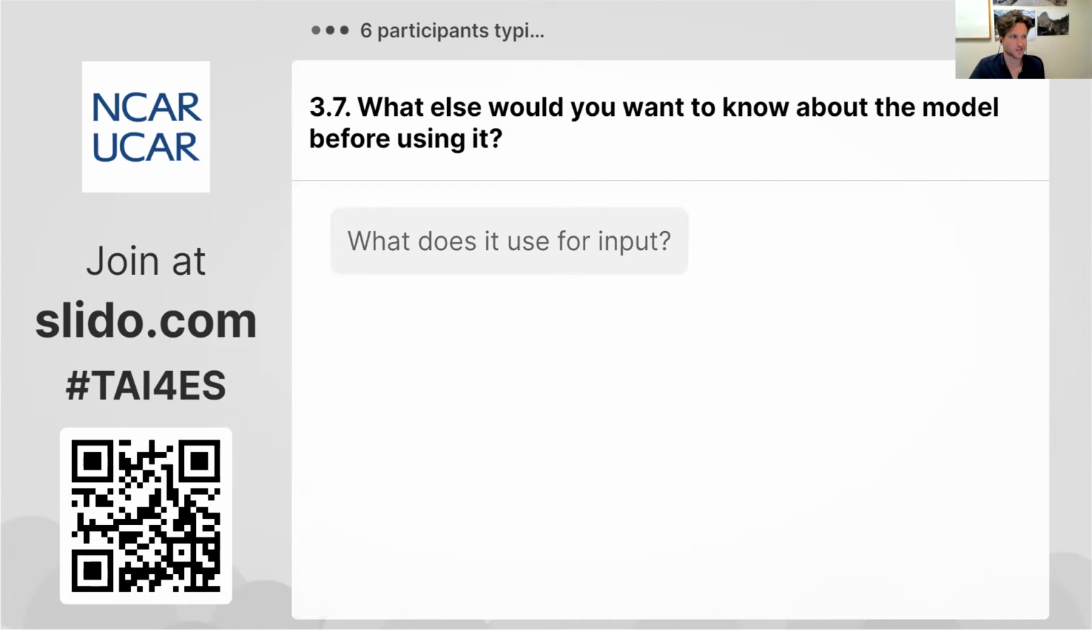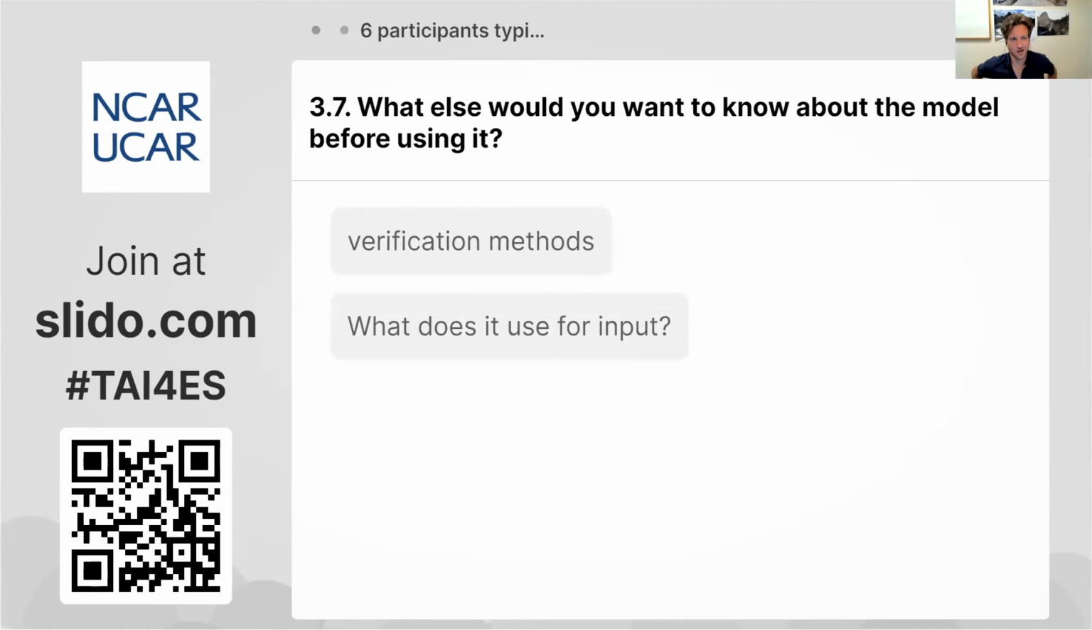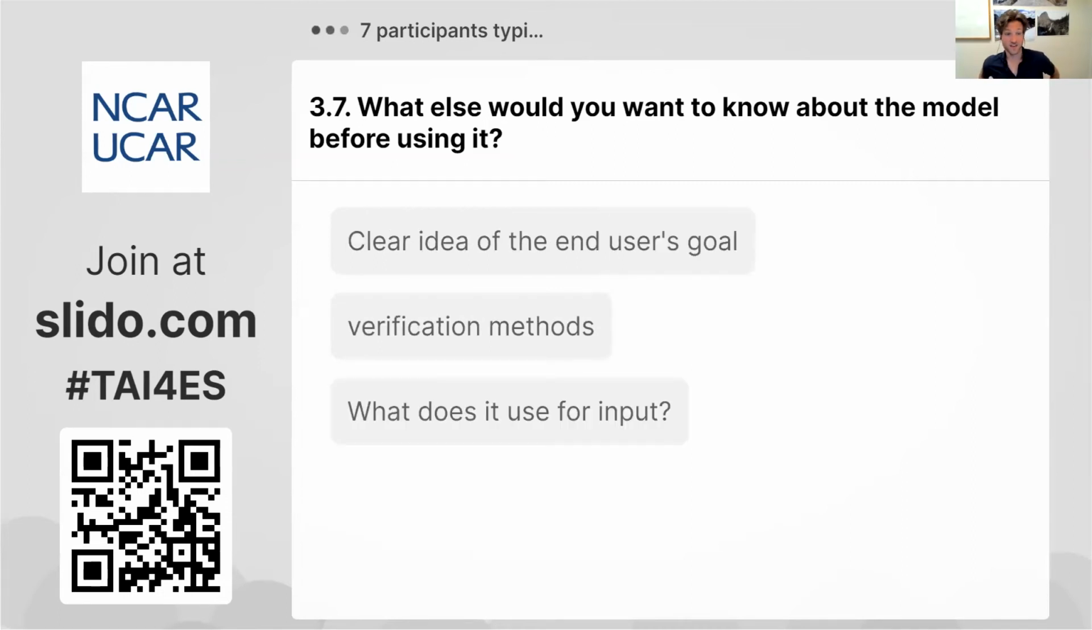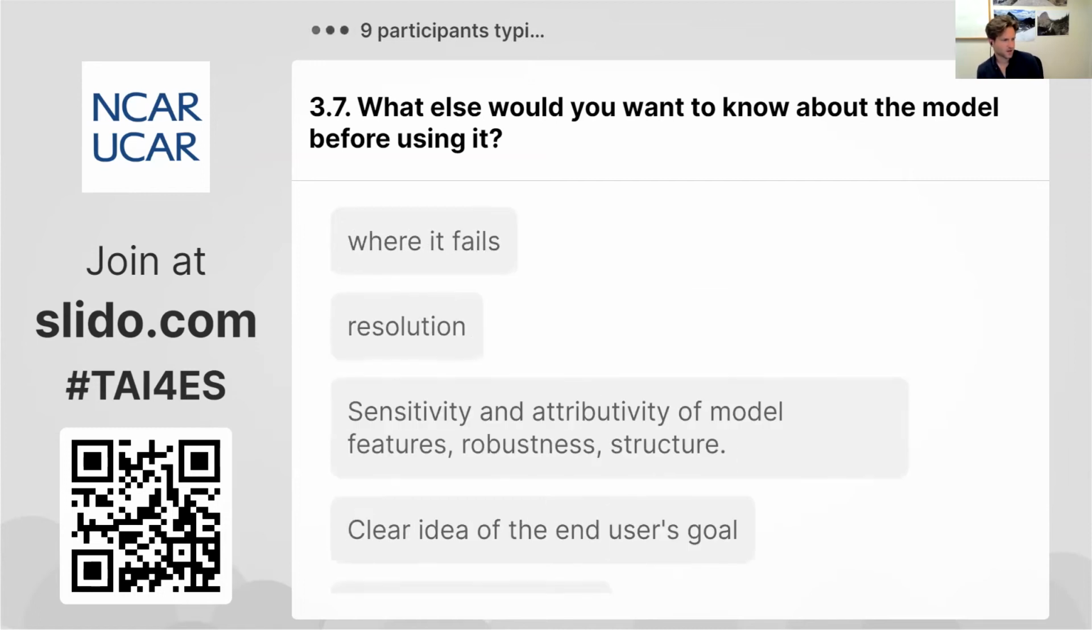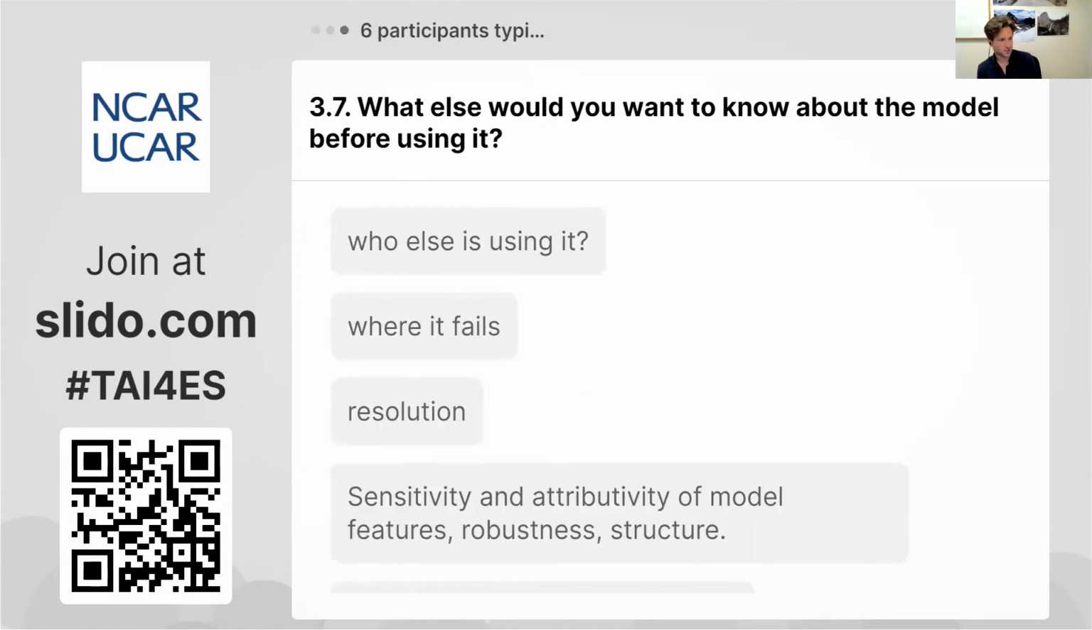It's a little tricky because you can't see it. So what does it use for input? Yeah, so the exact inputs. What else would you want to know about this model that predicts fog before using it? Verification method. So how is it verified? Clarity of the end user's goal. Yep, so how are you going to use this for your job for sure? Sensitivity, attributability of the model, features, robustness, structure, resolution, where it fails, who else is using it?